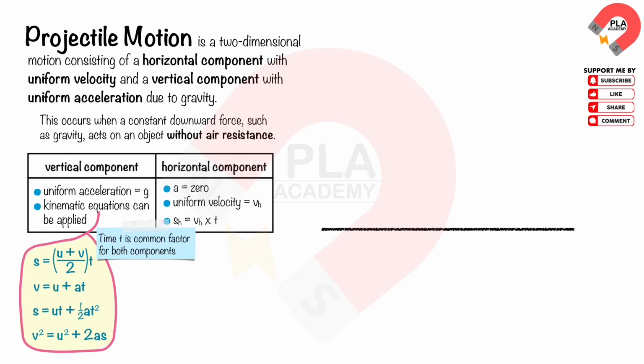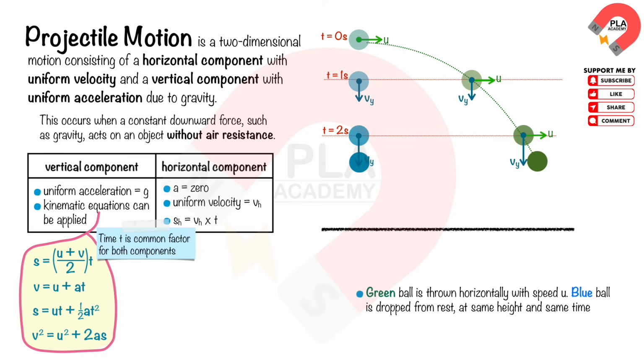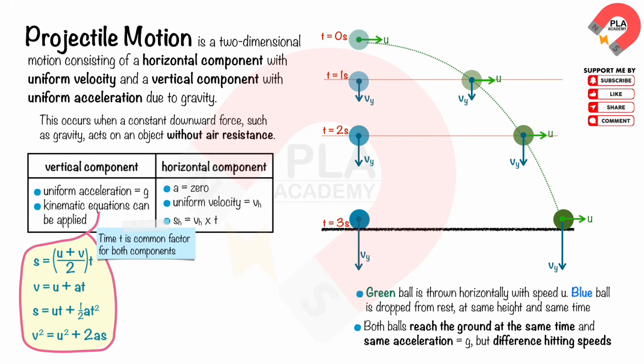Let's compare free fall and projectile motion. A green ball is thrown horizontally with speed u and a blue ball is dropped from the same height at the same time, as shown. At the start, both balls have zero initial vertical velocity. Every second, both balls fall the same displacement and have the same downward velocity. So, they take the same time to fall and have the same acceleration due to gravity. So, both balls will reach the ground at the same time.